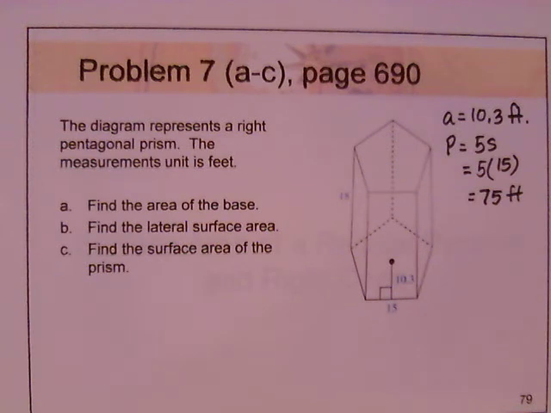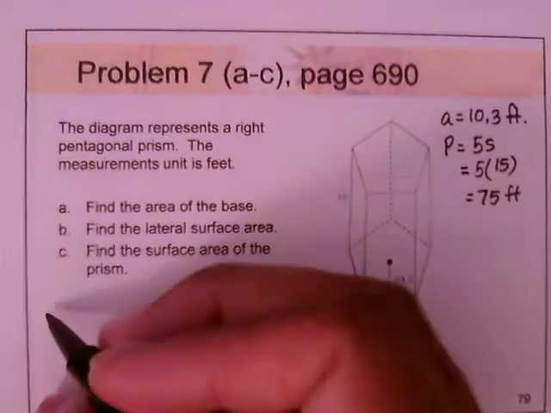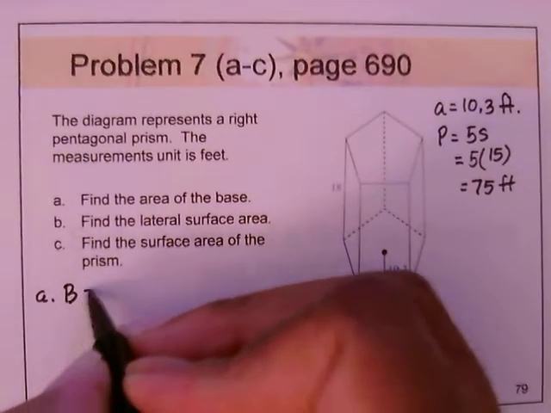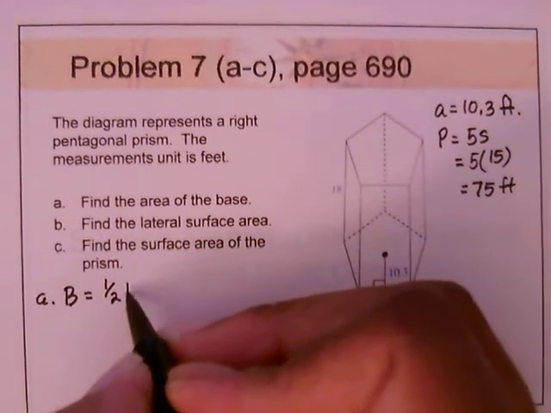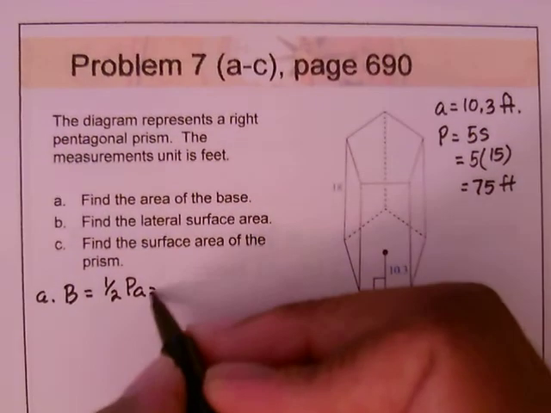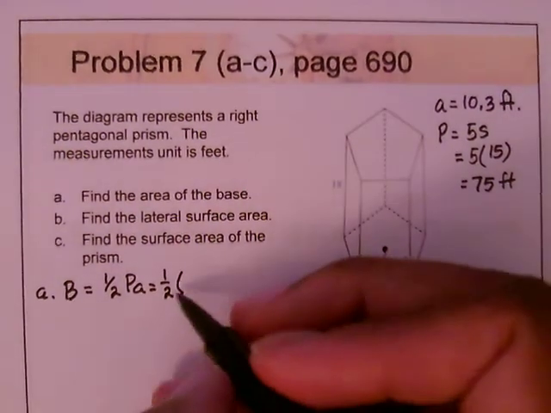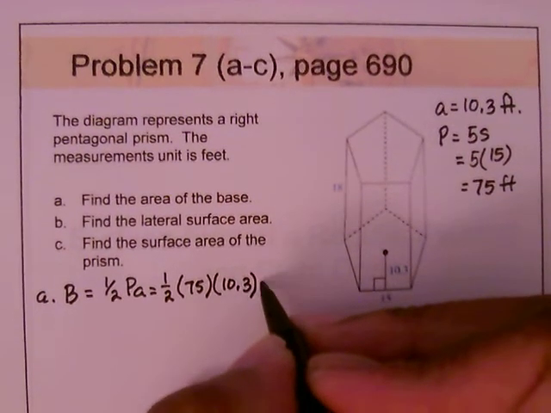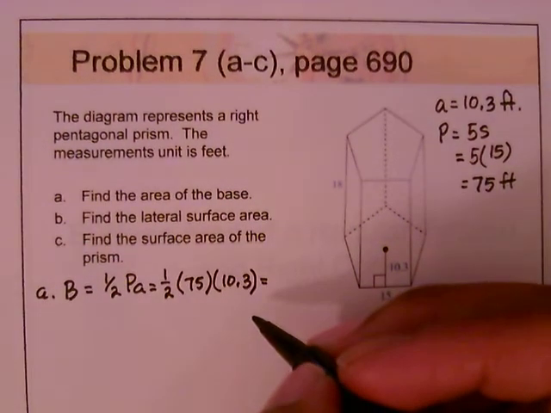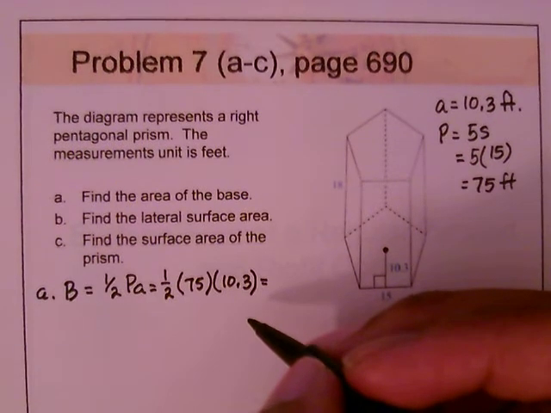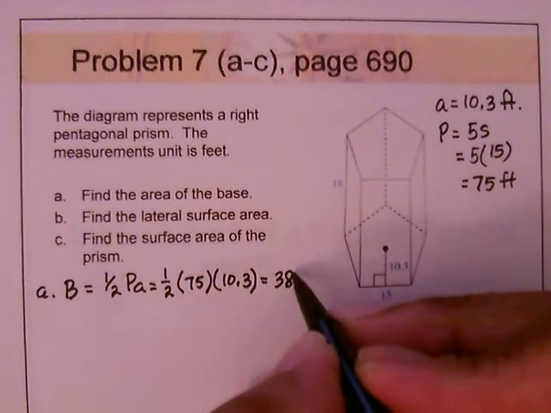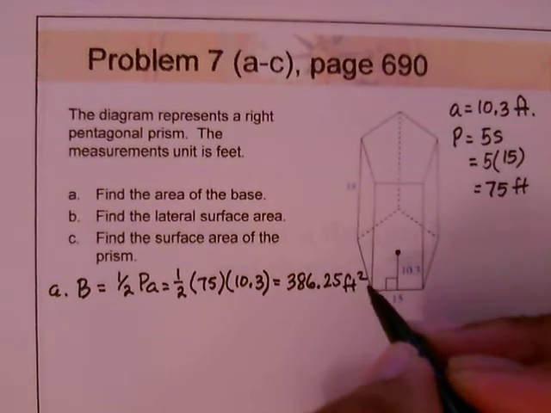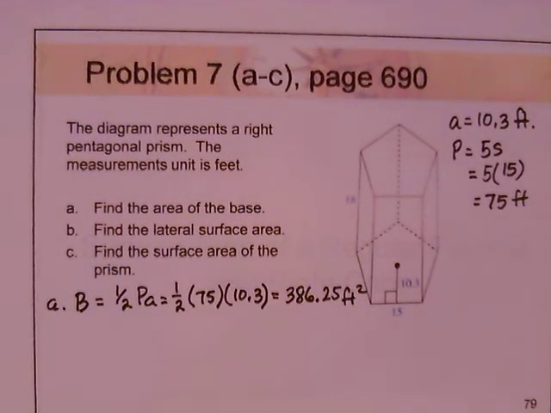So if I want to find the area of the base, this is going to be part A. I'm going to say B is the base. That's going to be 1/2 the perimeter times the apothem. So I do 1/2 times the perimeter of 75 times the apothem of 10.3. In this case, I came up with 386.25 square feet. That's the area of that base right there.